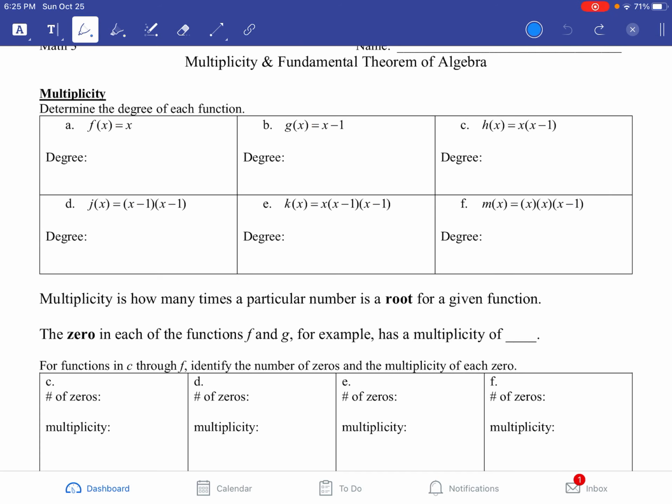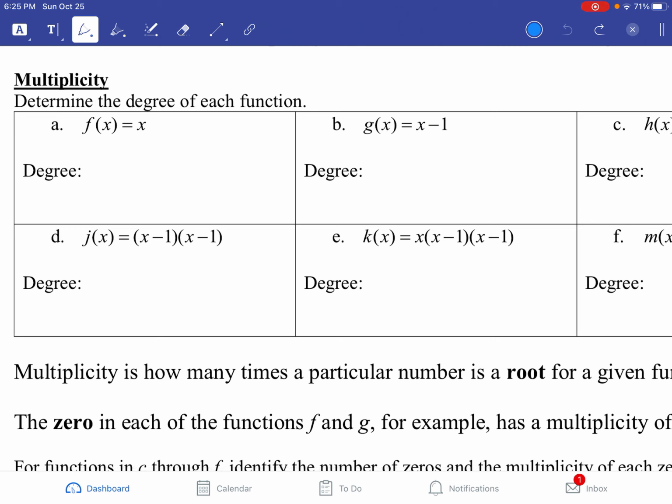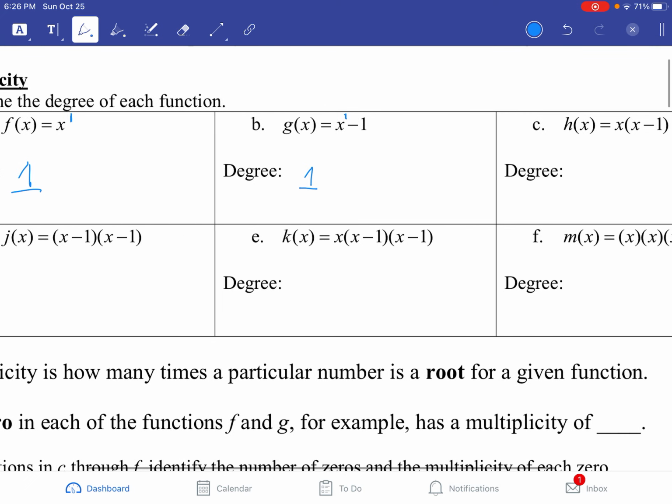That is by determining the degree of these functions that we have. Okay. Again, degree is the largest exponent on your variable. So in this case, we have f of x equals x. The degree is 1. So our degree on our problem is 1. Okay. And b, so g of x equals x minus 1. Again, the largest exponent on the x is 1. So that means our degree is also 1. All right, just because it has a minus 1 on the end of it doesn't change the degrees. Again, the degrees are just looking at exponents.